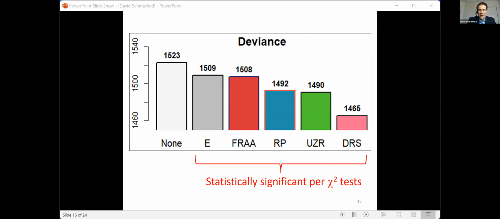The none model in white here, those are pitching statistics only. So no fielding statistic is used in the none model. When you compare the none model to the other models, these are nested models, so you could compare them by chi-square tests. All the models are statistically significant when compared to the model that only used the pitching statistic and no fielding statistic. So that means that even errors is going to add some statistical significance in explaining the variation of runs allowed.